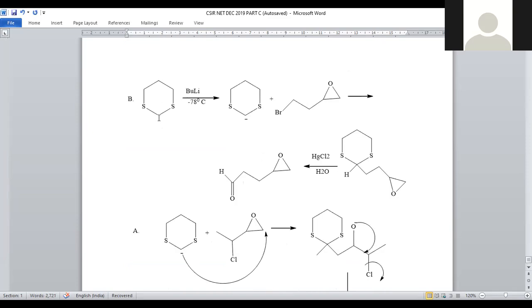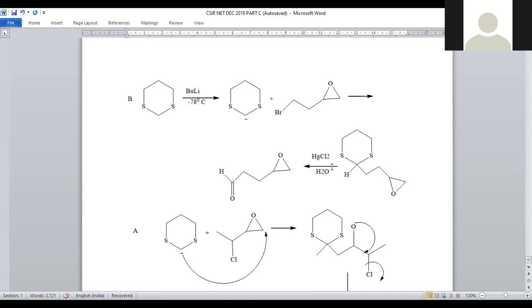When we are taking this compound, under strong basic conditions there is a formation of a carbanion, because it is the active methylene carbon. It readily generates a carbanion which is highly stabilized by adjacent heteroatoms. Now, it involves an SN1 type of mechanism and it will be bonded to this carbocation here, so that we will get this product. Subsequent hydrolysis with mercury dichloride and H2O. Always mercury dichloride and H2O are used to give carbonyl compounds upon hydrolysis.